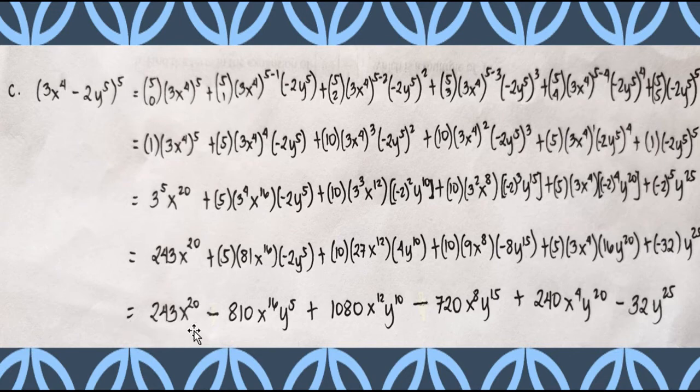243x to the power of 20 minus 810x to the power of 16 y to the power of 5 plus 1080x to the power of 12 y to the power of 10 minus 720x to the power of 8 y to the power of 15 plus 240x to the power of 4 y to the power of 20 minus 32y to the power of 25. Okay, so since minus man siya diha, mag-alternate ang atong sign. Positive, negative, positive, negative, positive, negative.